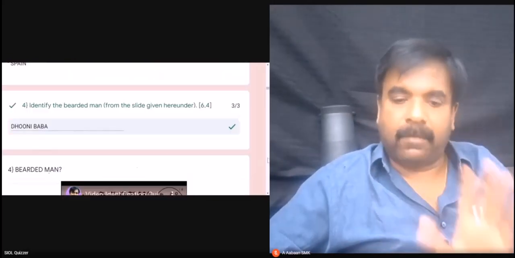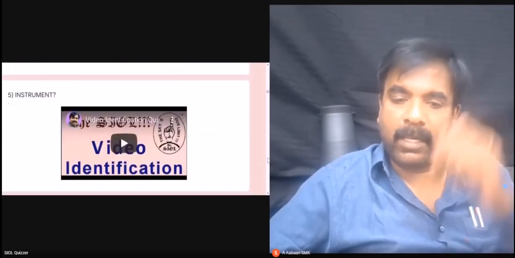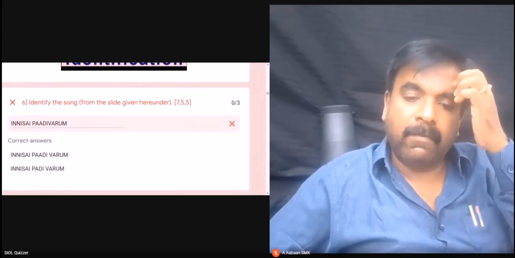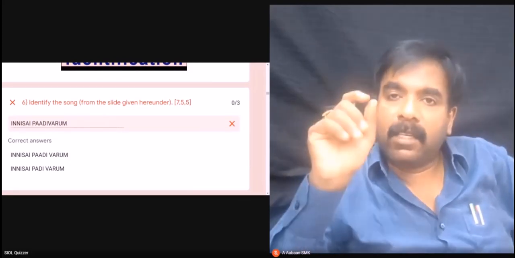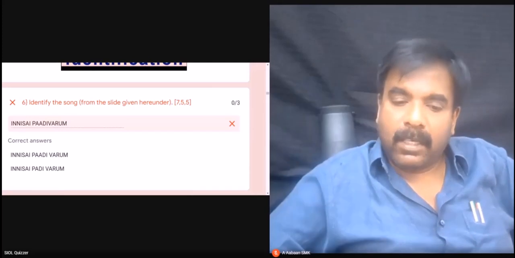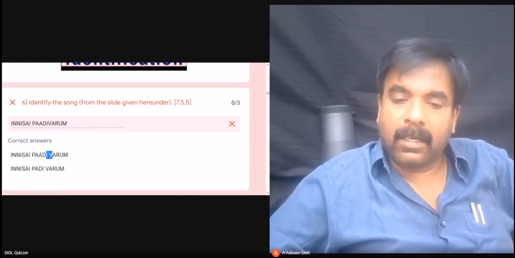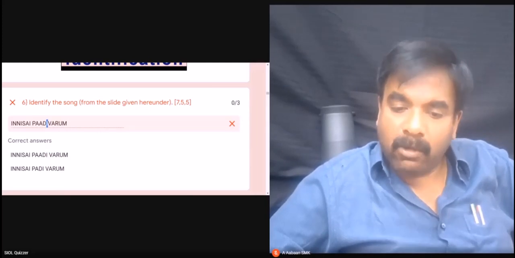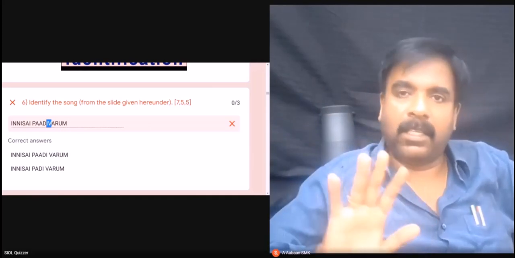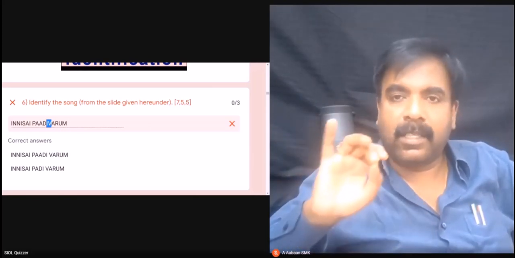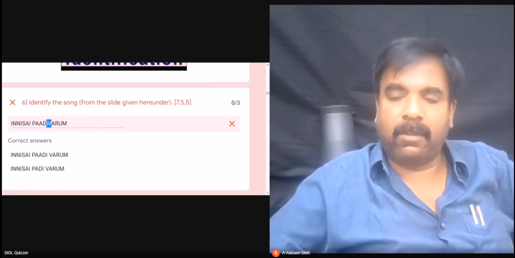Empty space, don't give. Right. Duni Baba we have typed correctly. More Singh we have typed correctly. Innisai Padivaram, we see here we did not give the space between the words Padi and Varum. See, the correct answers show Padi and Varum with the space. But that space alone is missing, and for that reason also Google has punished us. Google is such a strict teacher, especially in correction, so be very careful.